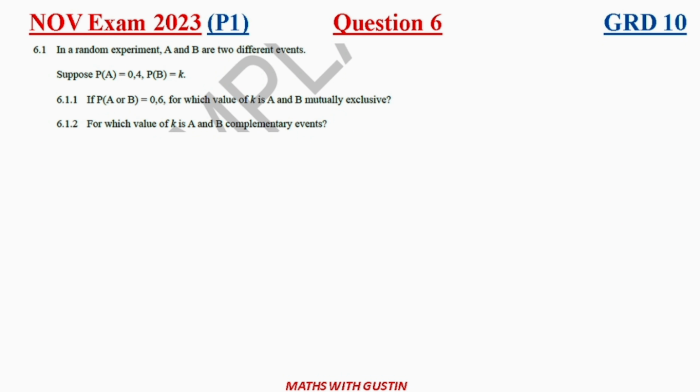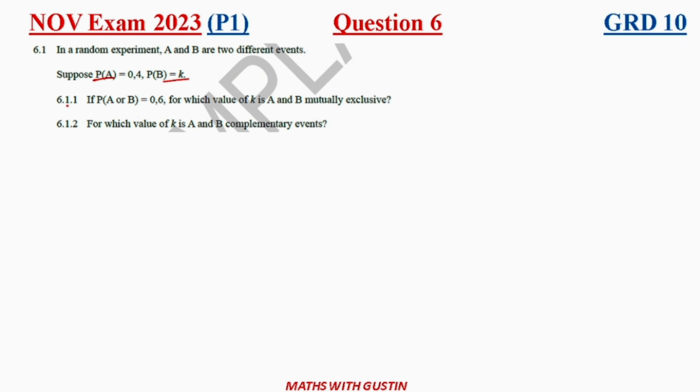All right, guys, here is question 6. Question 6 was a probability question. Now, it reads as follows. 6.1, in a random experiment, A and B are two different events. Suppose the probability of A is 0.4 and the probability of B is K.